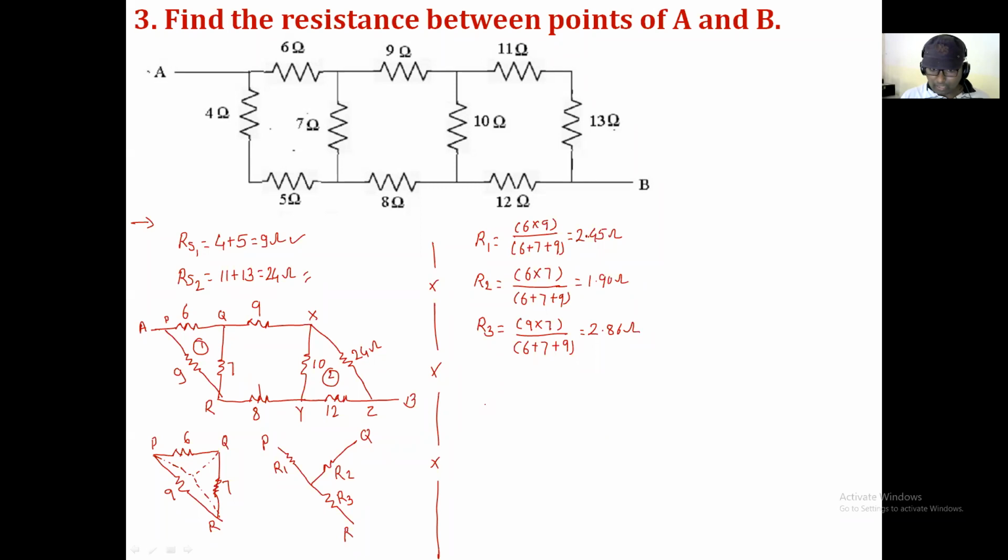Okay, and now I will try to draw the second delta as it is. Here I will give the labels X, Y and Z. Now this is 10 ohm, this is 24, this is 12. Is it right? And inside the delta, let me try to prepare the star diagram.